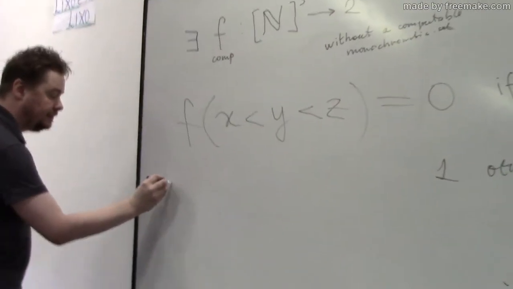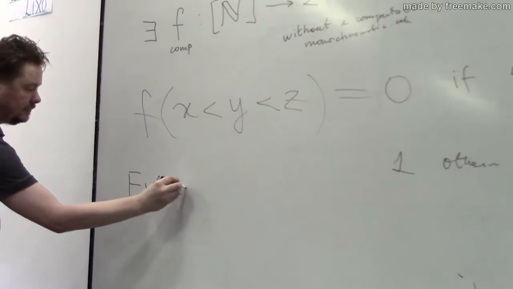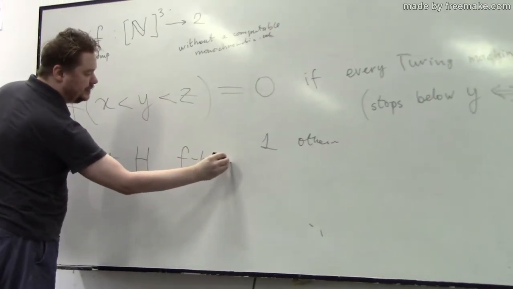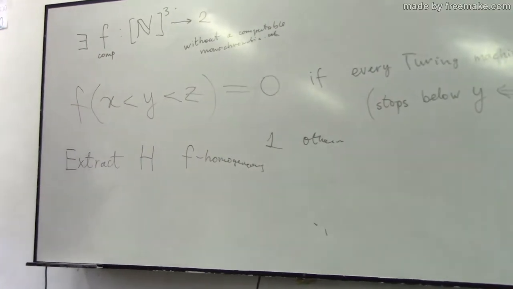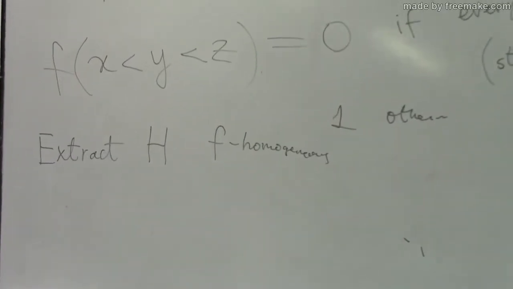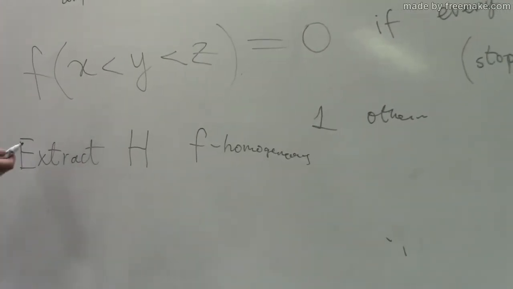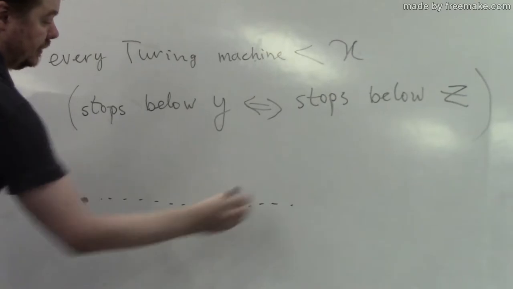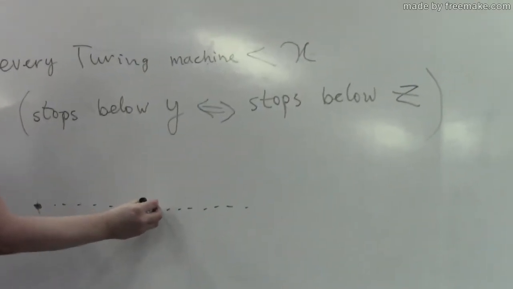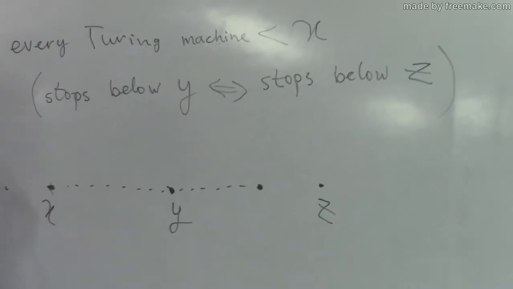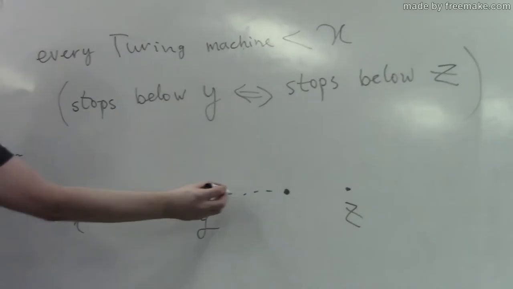Extract a homogeneous set H, F homogeneous. Suppose it is computable. Then we can compute the halting problem. How? Let's show that the color 1 is impossible. Grab a Turing machine which stops, let's say its first stop is between y and z, and the Turing machine is from below x, and it stops here.